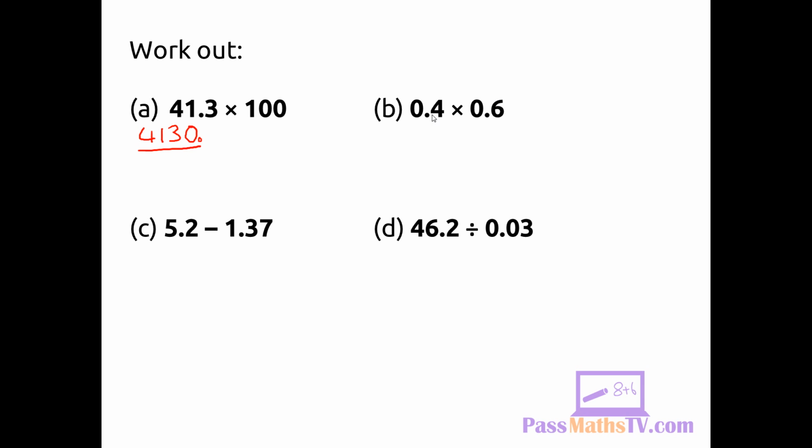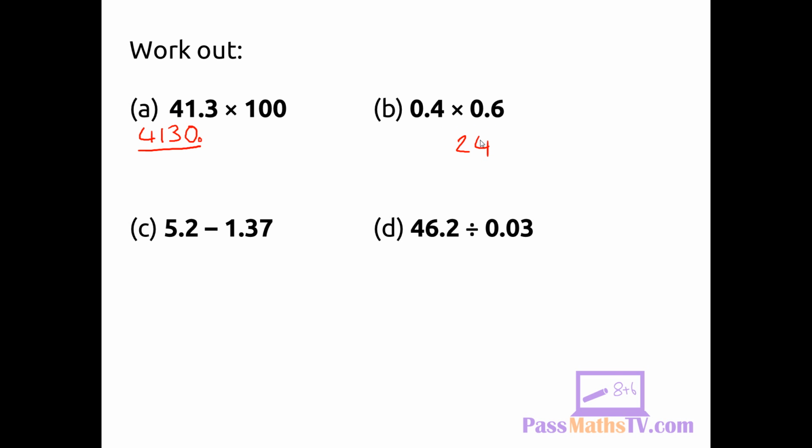The way to multiply two numbers that are decimal values, what you do is you take the decimal points out and you multiply them as normal. So I'm going to assume that this is actually a 4 and this is a 6. 4 times 6 gives me 24.